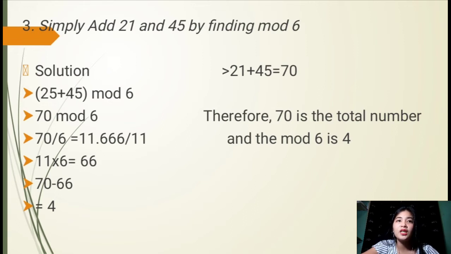So 70 divided by 6 is equal to 11.666, but we only get the whole number, so let's eradicate the decimal. We use 11 since it is the whole number and multiply it by 6, and the result is 66. Then simply subtract 66 from 70, and our mod 6 is equal to 4. Therefore, 70 is the total number and the mod 6 is 4.